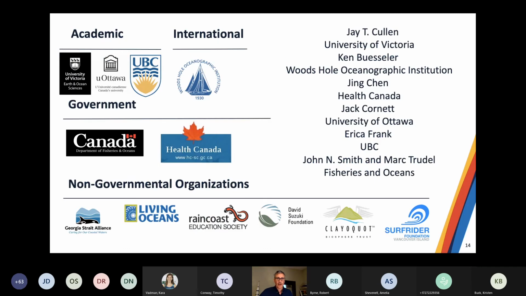So here are the partners. I mentioned them before. Lots of people doing fantastic work early on in the disaster to monitor what was going on. Ken Buesseler at Woods Hole, our Health Canada scientists with the Radiation Protection Bureau, Jing Chen, and Jack Cornett at the University of Ottawa, and our federal scientists, John Smith and Mark Trudel, working for the Department of Fisheries and Oceans. So we've got academic institutions, international partners, our government laboratories, and then our NGO partners. And I'll come back to them in the future.